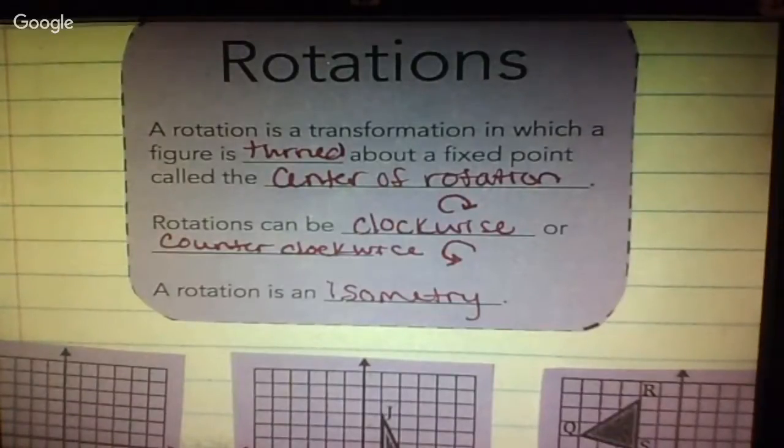All right. So, rotation. Here's your definition. A rotation is a transformation in which a figure is turned about a fixed point called the center of rotation. So the point that you turn it around, which we're talking about the origin, is called your center of rotation. Rotations can be clockwise or counterclockwise, and it is an isometry, which means when I rotate it, my side lengths stay the same and my angles stay the same. They do not change. So let's go down.